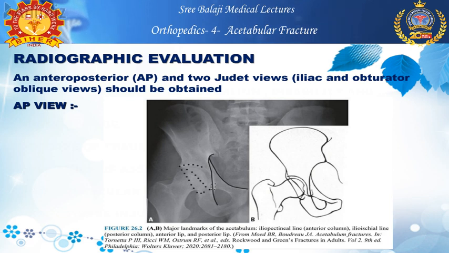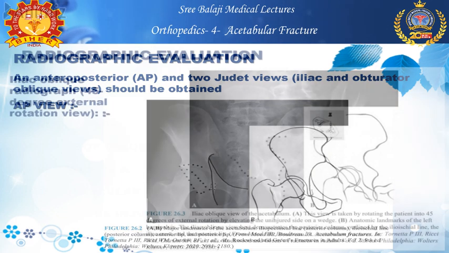The second line is drawn from the greater sciatic notch to the pubic tubercle; that is the iliopectineal line. The iliopectineal line tells you the anterior column, and the ilioischial line tells you the posterior column. We also have to see the contour of the head and the acetabular inclination in the anteroposterior view.